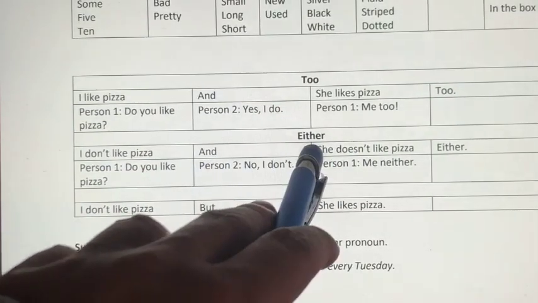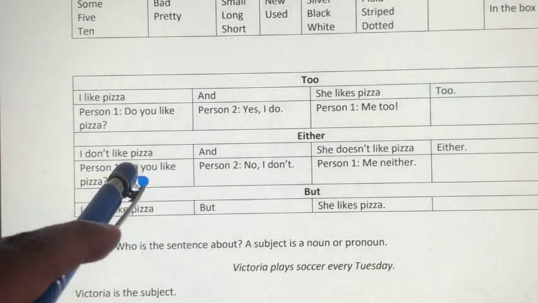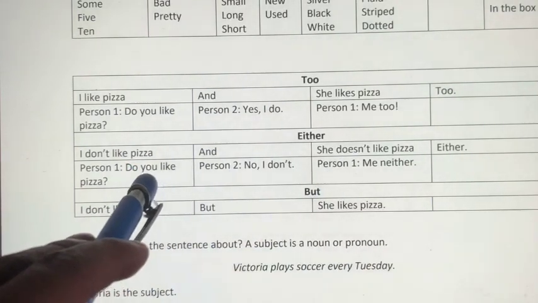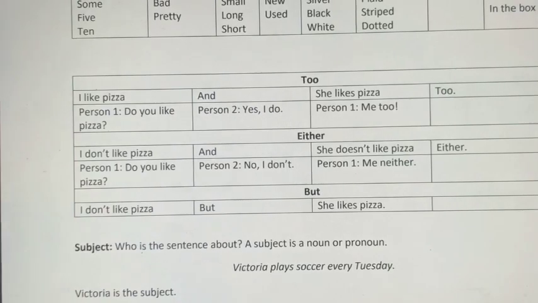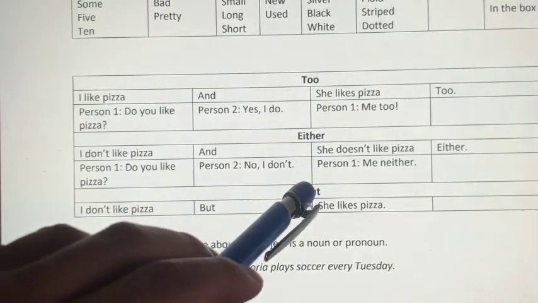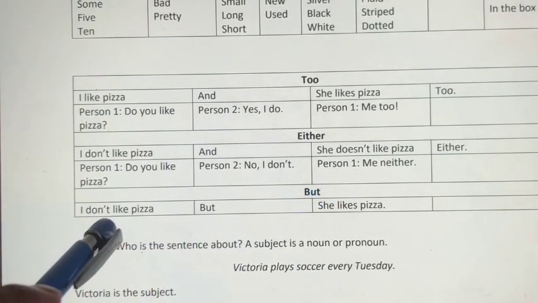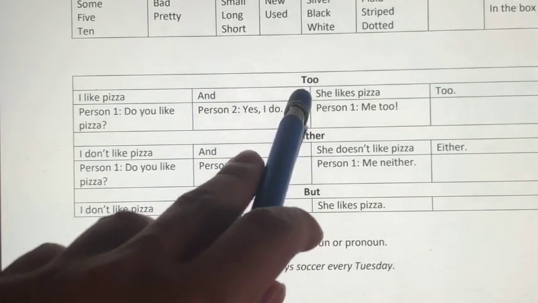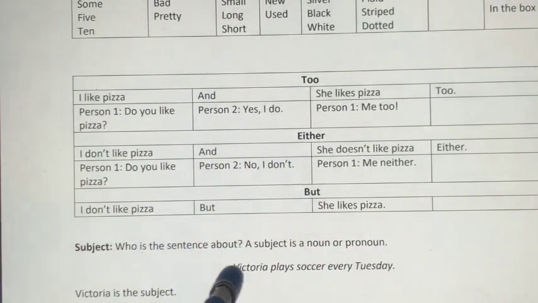We use either for when there are 2 things that are the same, but they are both no. So I don't like pizza, and she doesn't like pizza either. Do you like pizza? No, I don't. We can say me neither, or we can say me either. It's the same. Finally, we use but for things that are not the same. So, I don't like pizza, but she likes pizza. So, we use too for yes and yes. We use either for no and no. And we use but for yes and no.